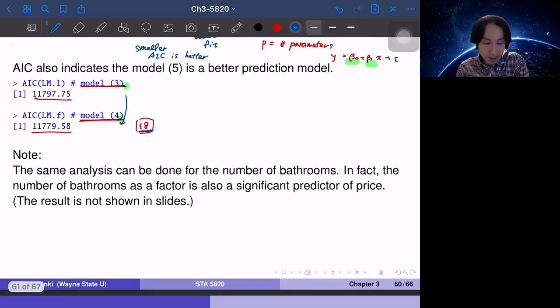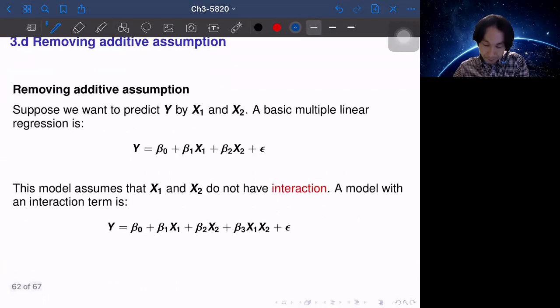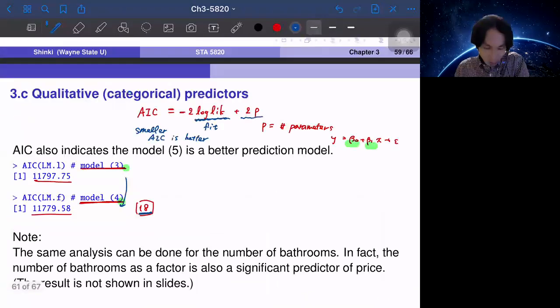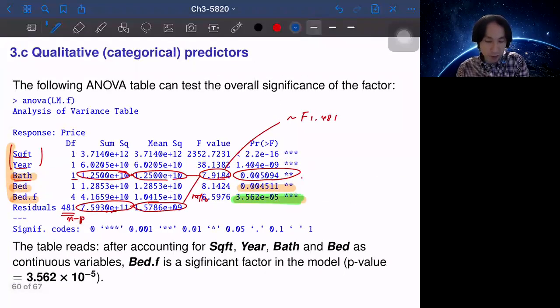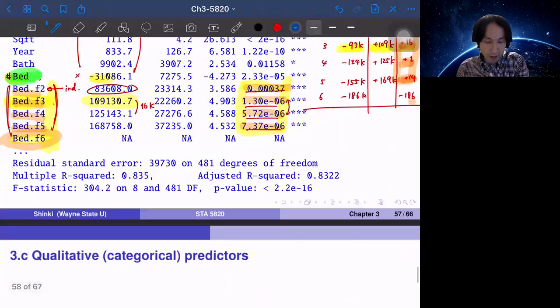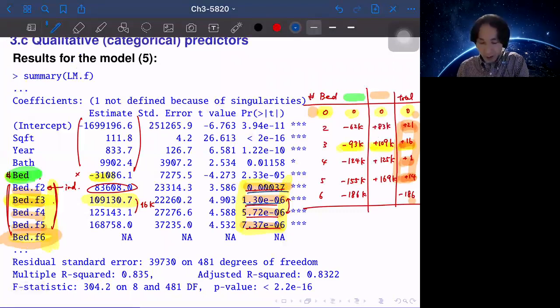Yeah, and the same analysis can be done for bathrooms, but we don't do that here. Okay, do you have questions? So overall, the larger model is better in this example. In terms of AIC, the larger model, model 4, is better. And in terms of ANOVA, model 4 is better. And in terms of the linear regression output, many coefficients are significant. So we should include these variables.